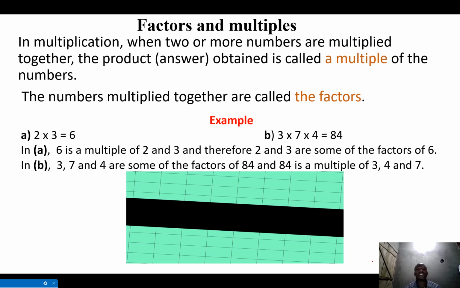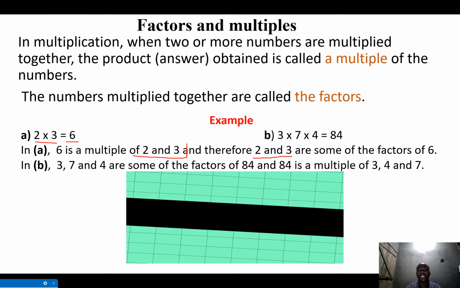So lastly, we shall look at factors and multiples. In multiplication, when two or more numbers are multiplied together, the product or answer obtained is called a multiple of the numbers. The numbers multiplied together are called the factors. Example, in part A, if 2 times 3 is equal to 6, then 6 is a multiple of 2 and 3, and therefore 2 and 3 are some of the factors of 6.